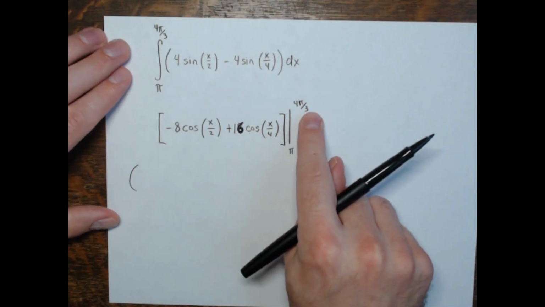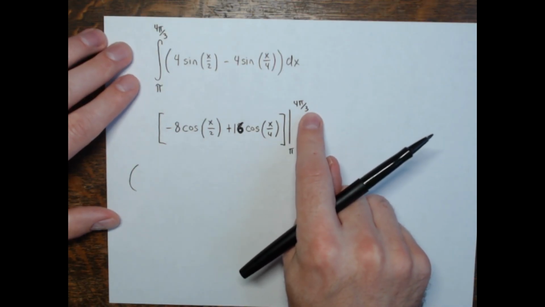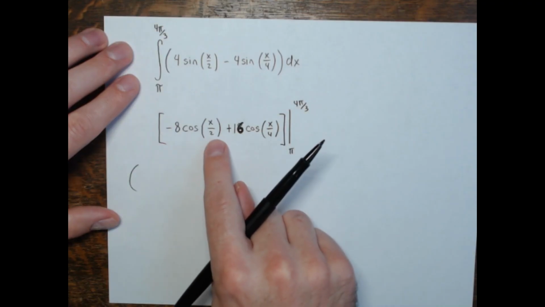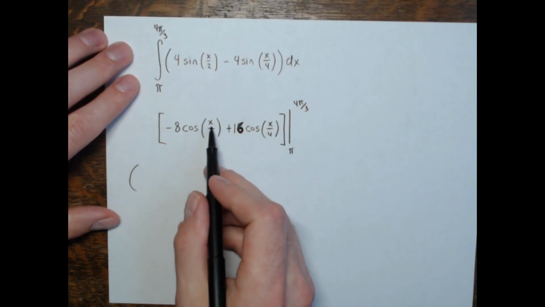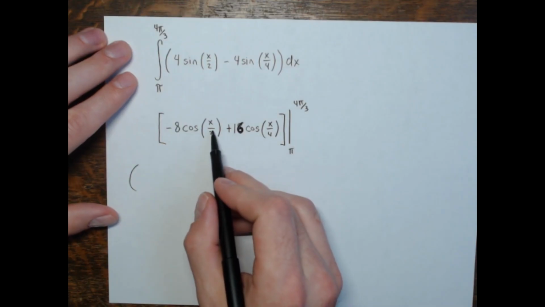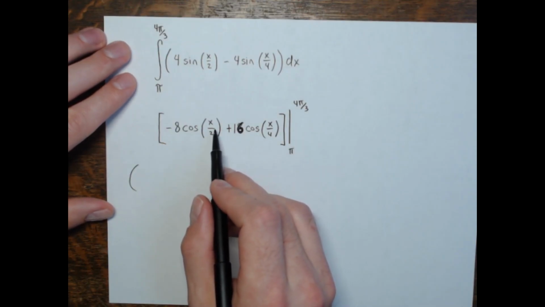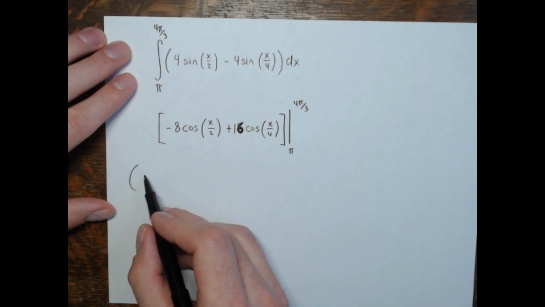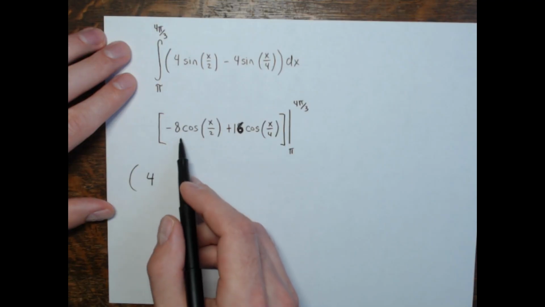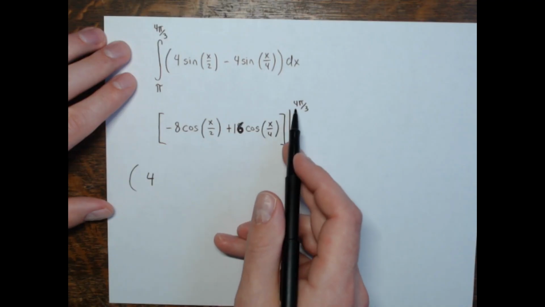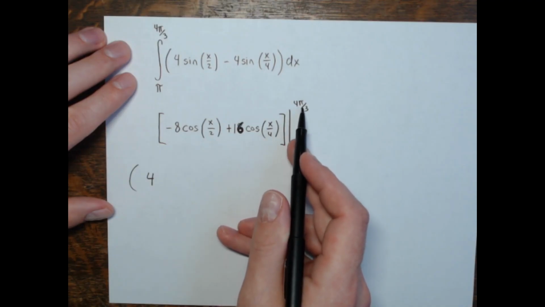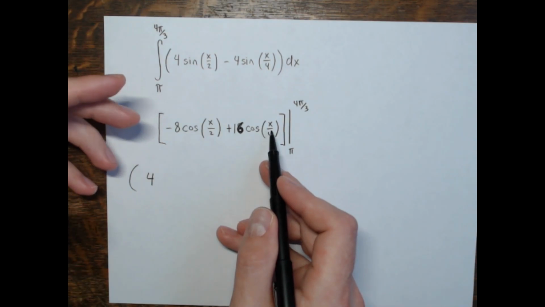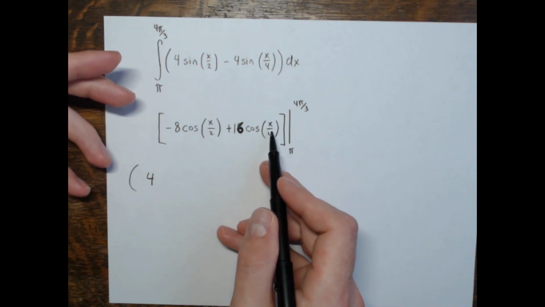Now, when I plug in 4 pi over 3 to these, the cosine of half that will be 2 pi over 3. Cosine of 2 pi over 3 is negative half. So it's negative 8 times negative half. That's positive 4. And then a quarter of this would just be pi over 3. And the cosine of pi over 3 was positive half.